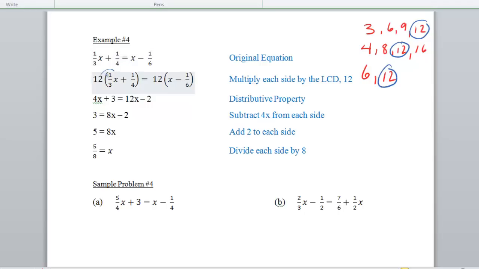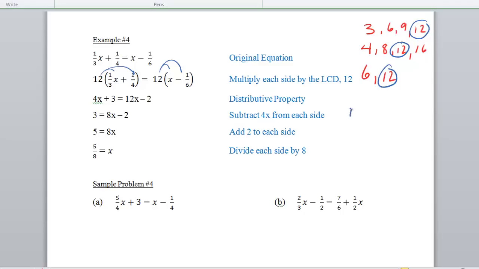And of course I have to distribute that value, so if I multiply the 12 times 1/4, I'm going to have 12 times 1, which is 12, and divide by 4, which is going to give me 3. So then I have 4x plus 3. Then I have to distribute on the other side, so I have 12x, and then I would have 12 times negative 1/6, which is going to give me negative 2.